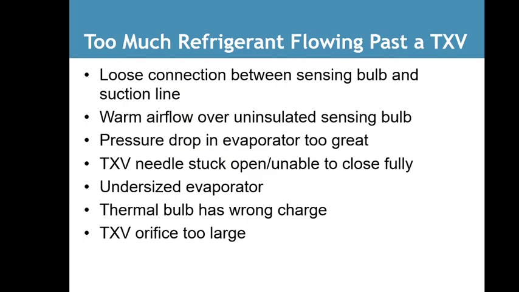Too much refrigerant flowing past the TXV: loose connections between the sensing bulb and the suction line, warm airflow over the uninsulated sensing bulb, pressure drop in evaporator too great, TXV needle stuck open or unable to close firmly, undersized evaporator, thermal bulb has wrong charge, TXV orifice too large.